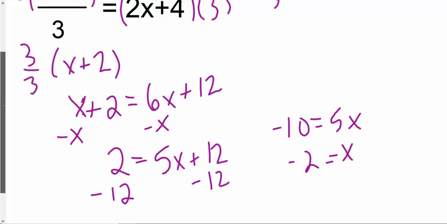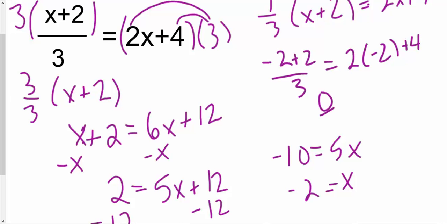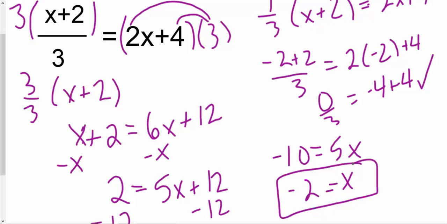If you'd like, you can plug negative 2 back in, and let's see what we get. Negative 2 plus 2 over 3 equals 2 times negative 2 plus 4. 0 over 3 is equal to negative 4 plus 4? Yup, I agree. X equals negative 2.